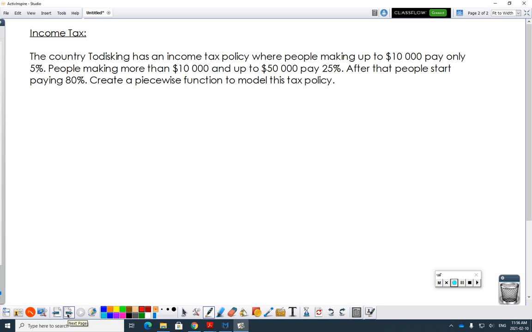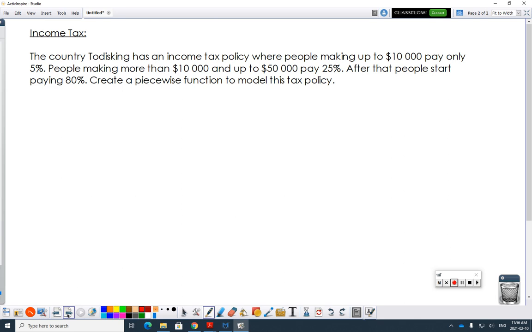The country Todd is king has an income tax policy where people making up to $10,000 pay only 5% income tax. I like this policy, actually. If I was king, this is the policy I'd make right here, exactly. People making 10 to 50,000 pay only 25%. And after that, people start paying 80% tax. Create a piecewise function that models this tax policy.